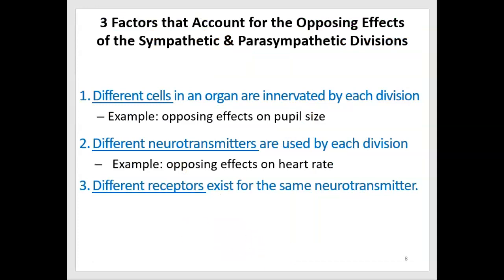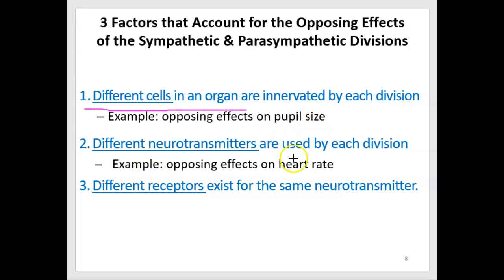Now we're going to look at function. So there are three factors that account for why the functions are opposite in the sympathetic and the parasympathetic division. One factor is that often an organ has different parts, and each part is innervated by a separate division. So different cells in the same organ are innervated. The example I'll show you has to do with the size of the pupil.